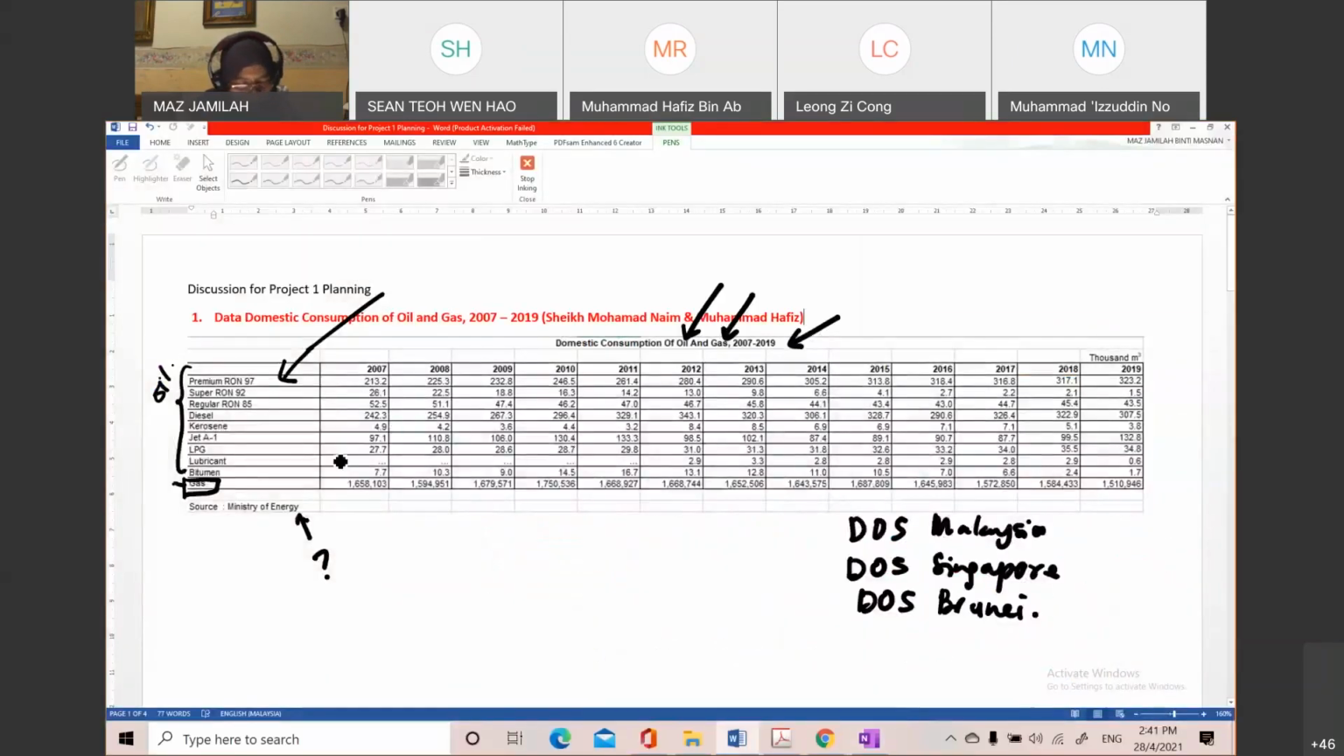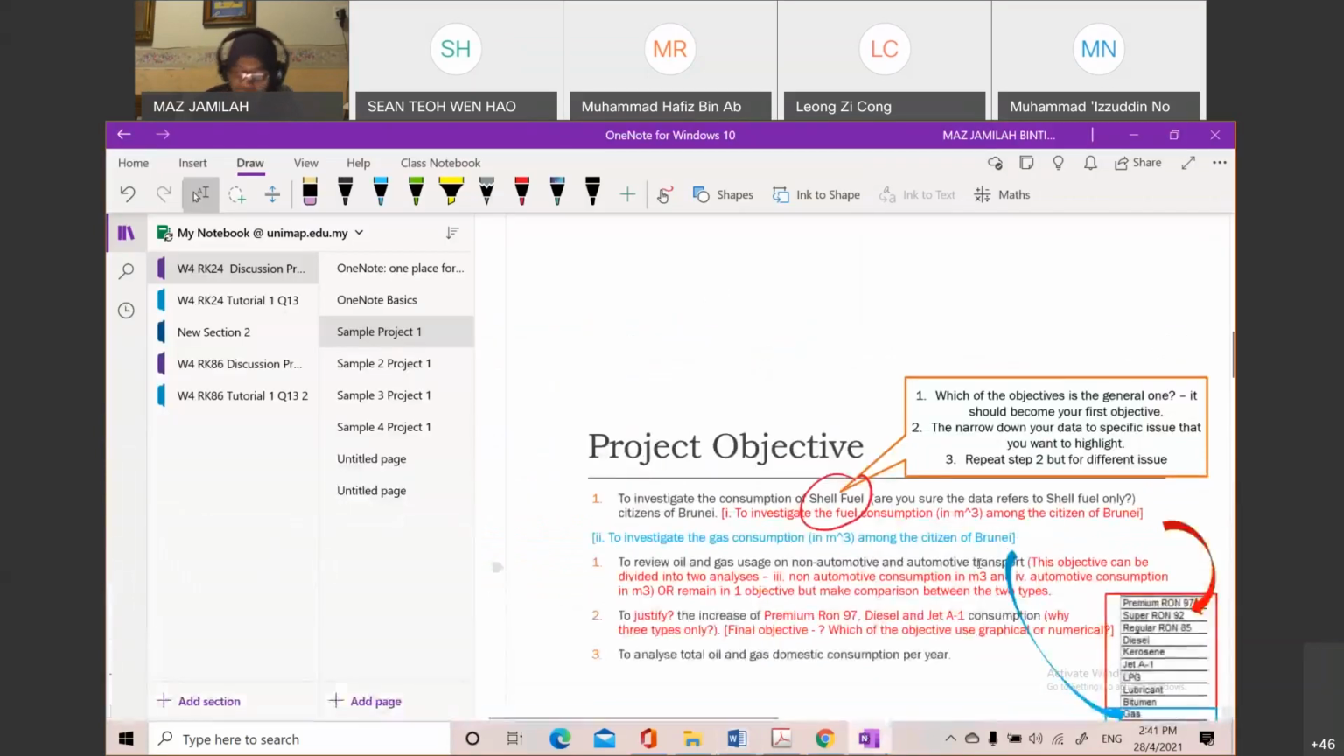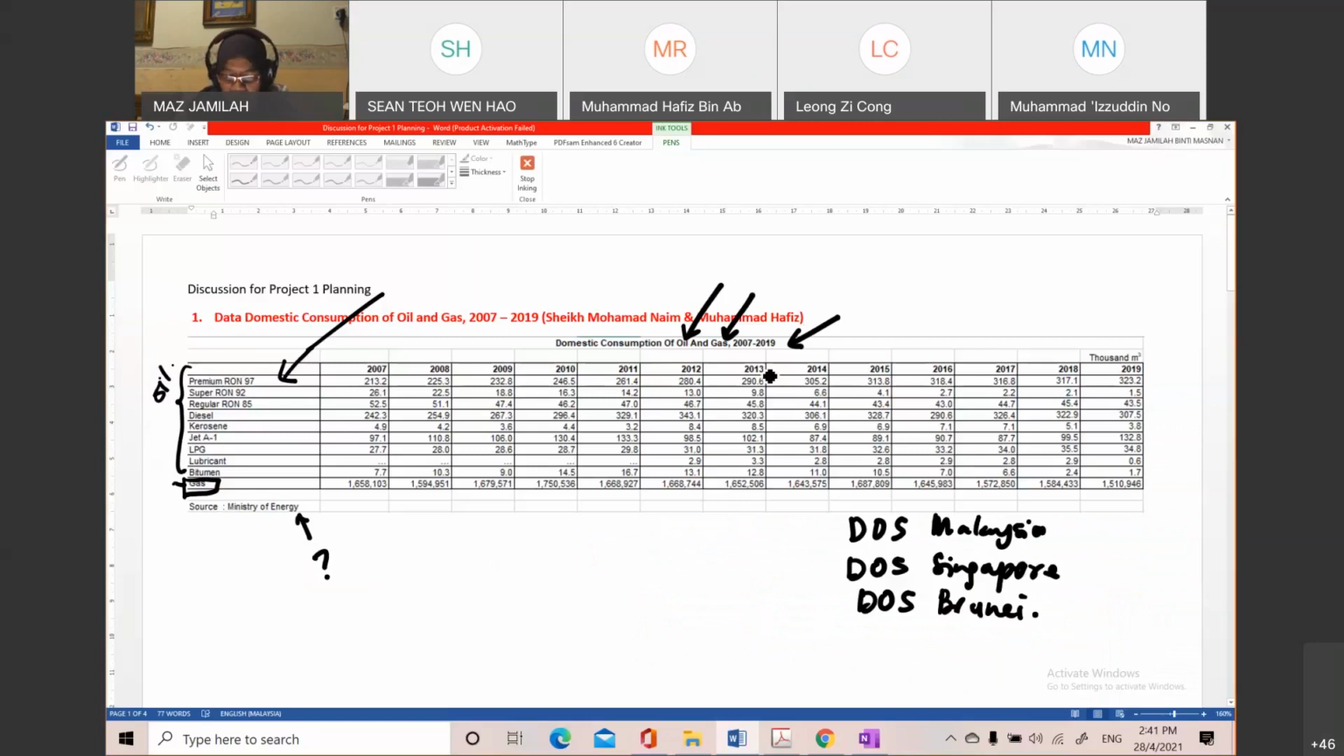Am I right? No talking about shell, unless you dig from your data, or from a website about the petroleum of Brunei. Because if you're talking about shell, you're saying the whole data set is from shell fuel. I believe Brunei would have other than shell. If Sheikh Muhammad Naim is around, or Muhammad Hafiz is around, if you want to comment, please comment.